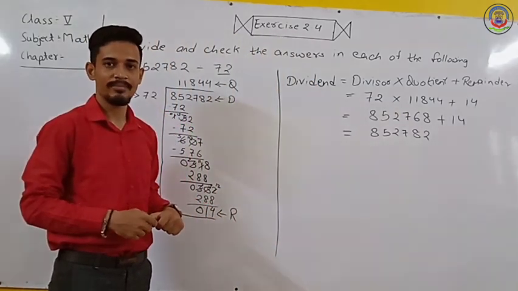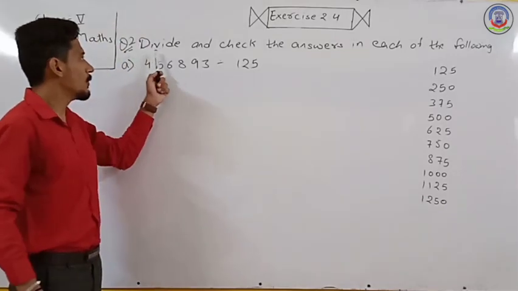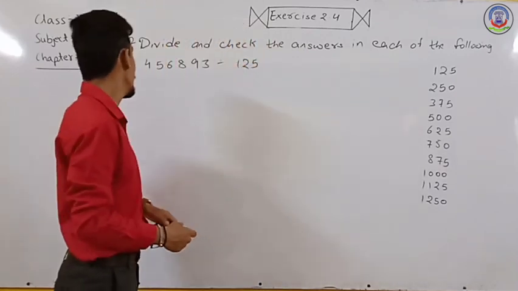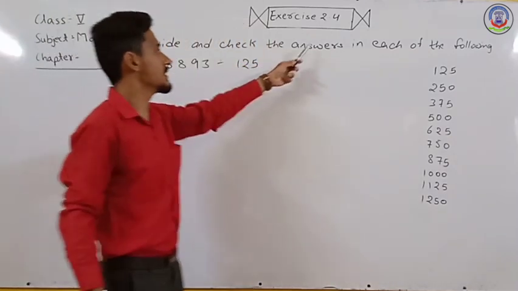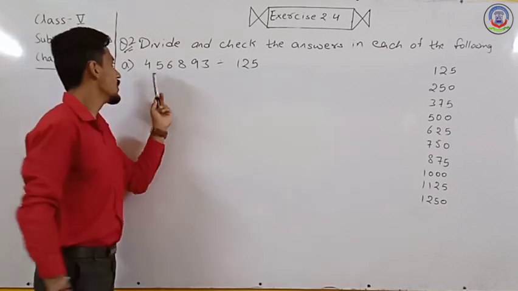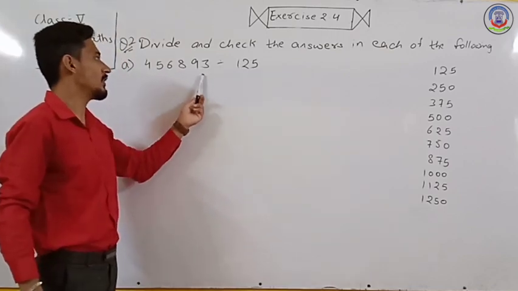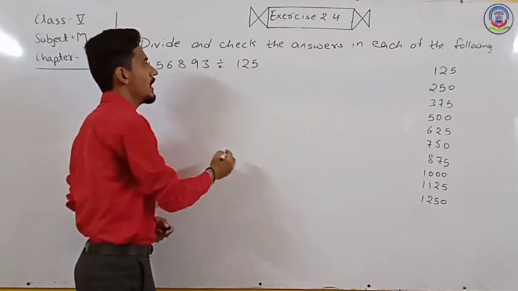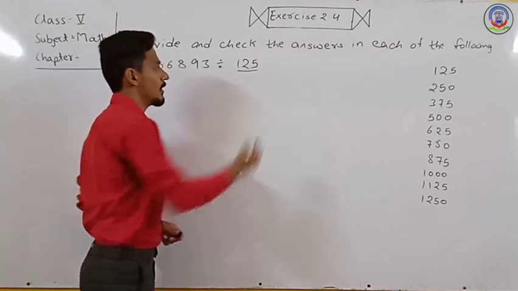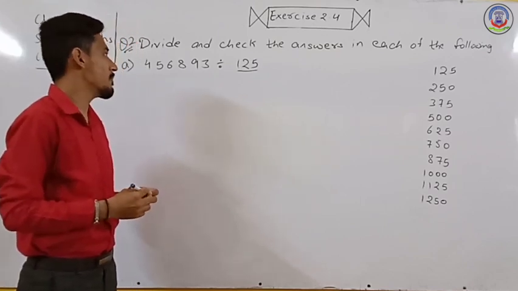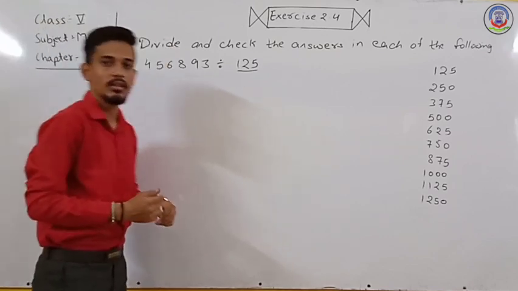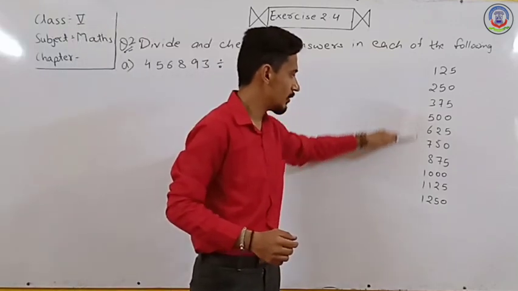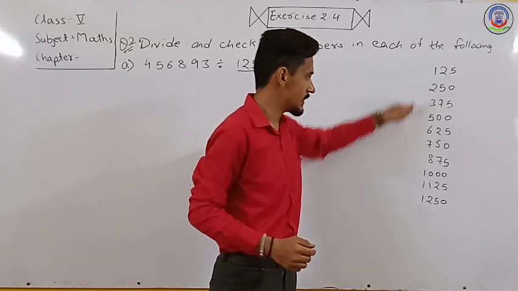Okay. Now question number 2, divide and check the answers in each of the following. Now what we have to learn is that we have to divide and check their answers. Our question is 4,56,893 divided by 125. What we have to do is divide by 125, which is a 3-digit number. So as we learned that for a 3-digit number, how to create that table. So we write here the 3-digit number, that is 125's table.